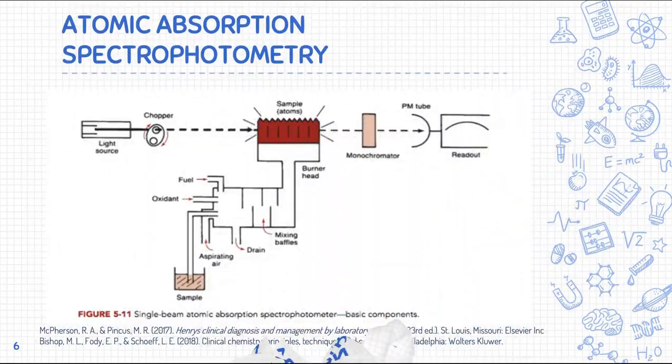This is the simplest representation of the atomic absorption spectrophotometry instrumentation. What we have here are your light source, your chopper, your nebulizer, and your atomizer, all on the same side, and then you have your monochromator, your photodetector, and your readout device. So let's go on one by one.